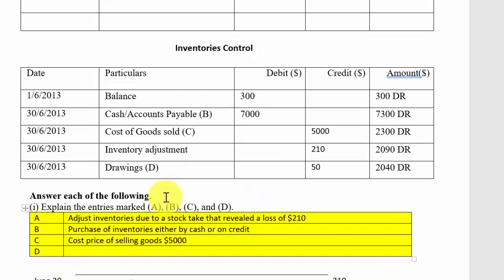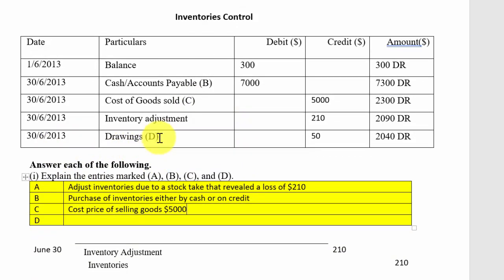In part D, what that is, it relates to a credit to the inventory control account, therefore it's debit drawings. So as soon as you have that in your head, so debit drawings, it must have been a drawings of some sort. It is drawings of inventories by the owner.